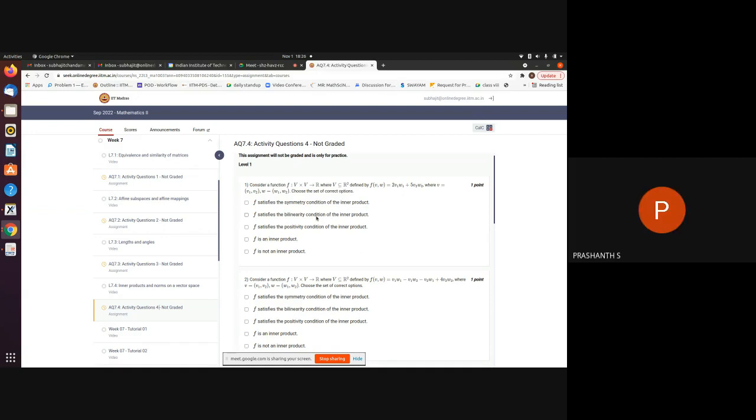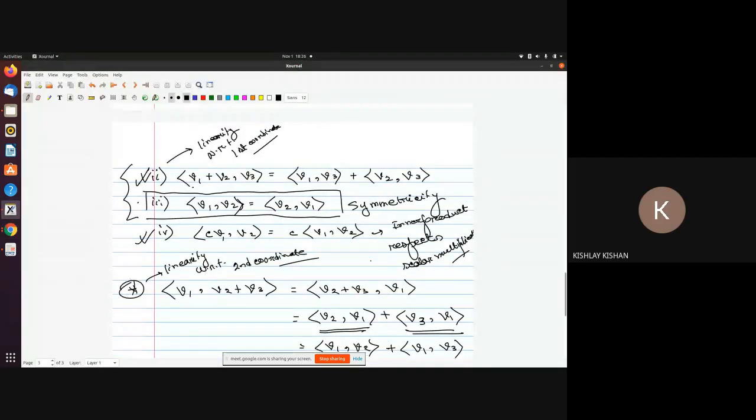Okay. So for linearity with respect to you, you have to check the second, third, and fourth properties, sir? Only second and third is enough here. Okay, sir. It is the bilinearity condition, no? So it is linear with respect to both the coordinates. That is called bilinearity. That is what I have said.